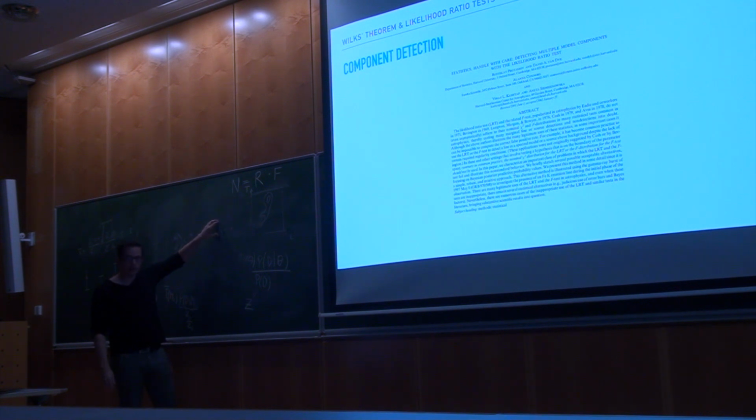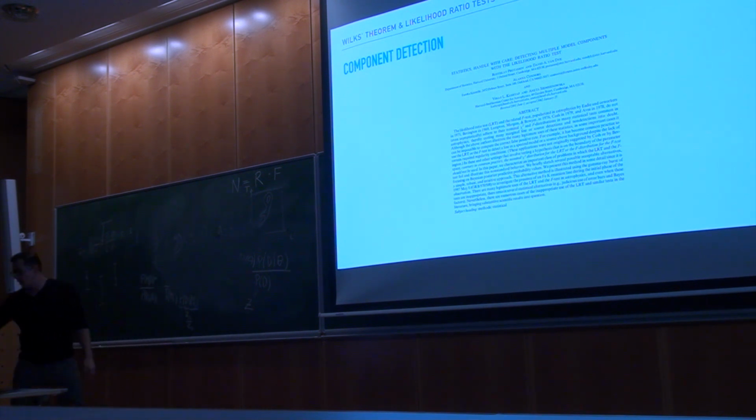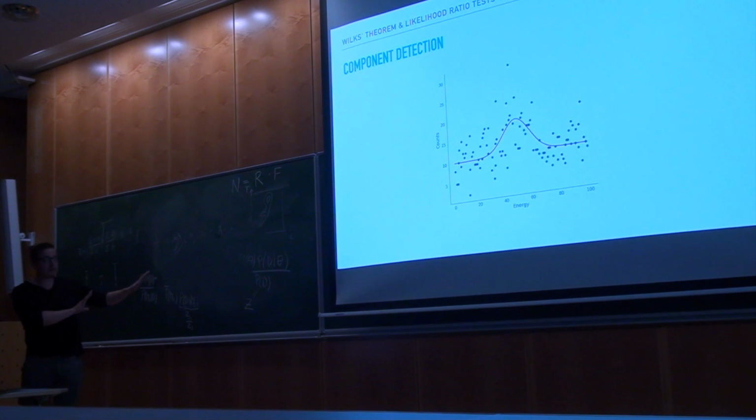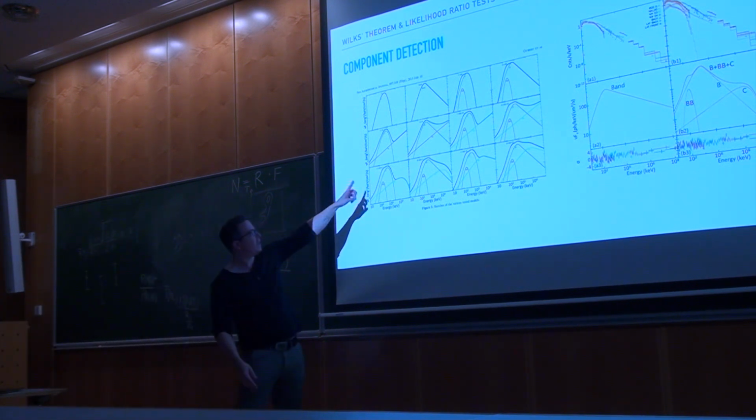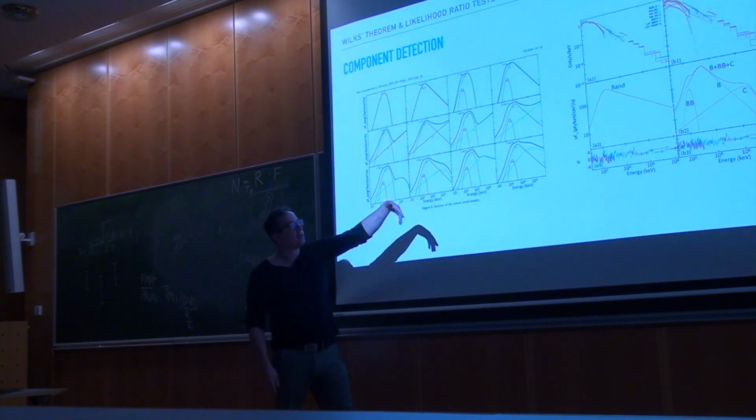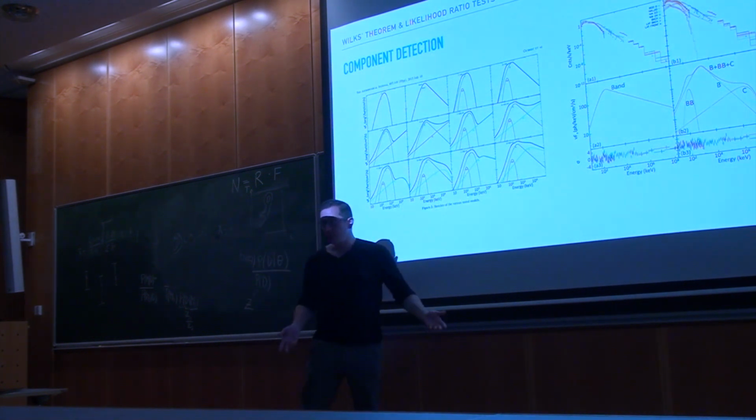But if you are looking for an additional component, the F-test, the likelihood ratio test, will fail. We also have this same thing in gamma rays, where people like to add on a bunch of additional additive components and then try to compare and see how significant they are.